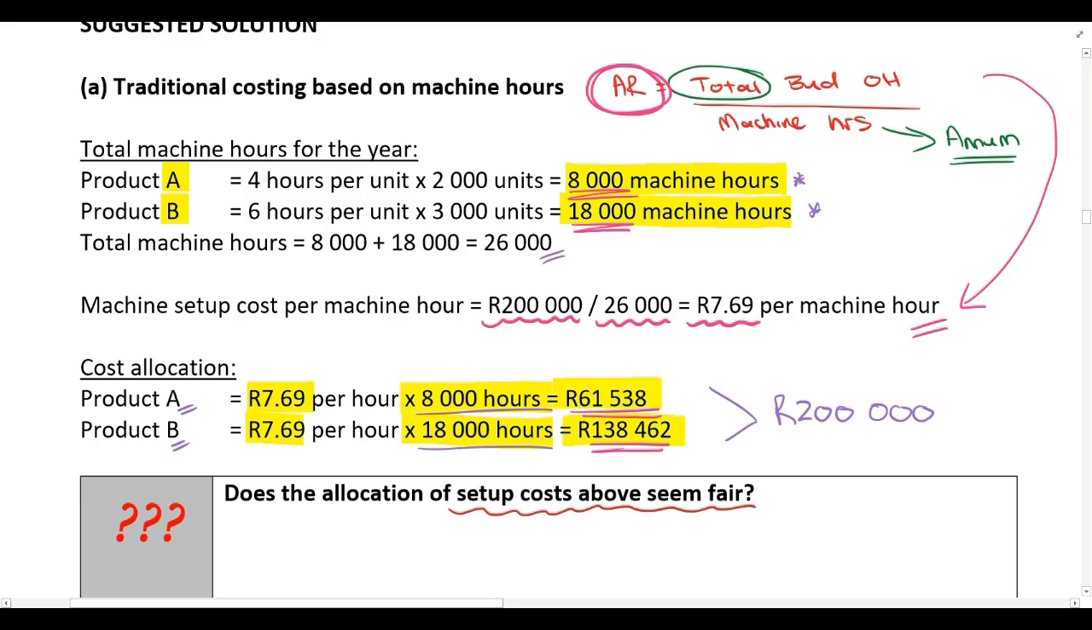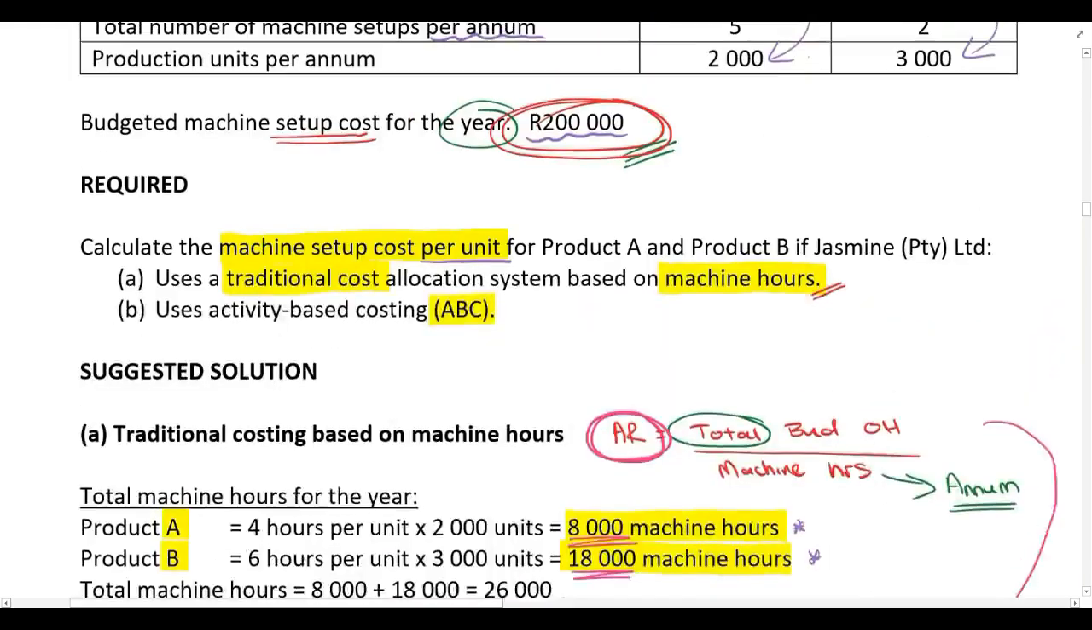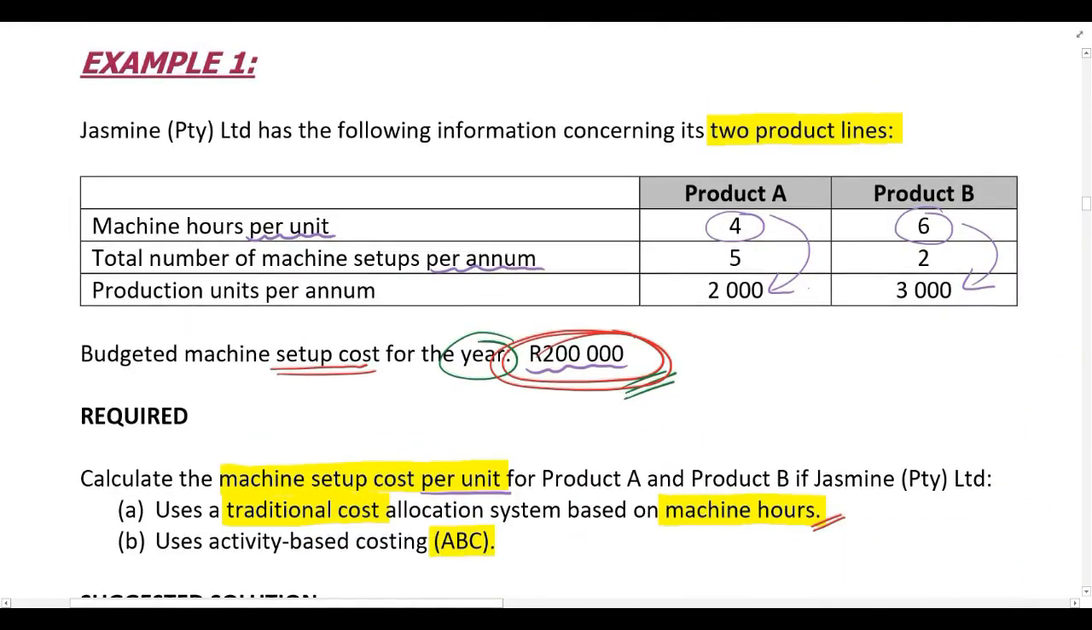Because we are doing the allocation based on machine hours, we are allocating more of the cost to the product that has more machine hours, logically. However, this is a setup related cost and that does not make any sense. Instead, what we should be doing is we should be allocating the cost based on the number of setups.